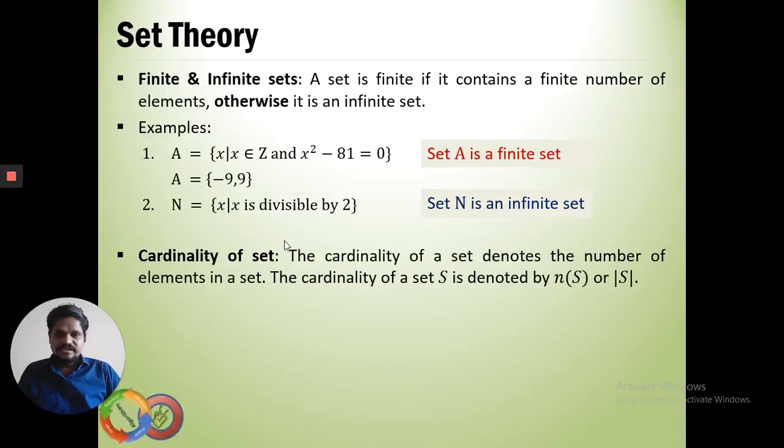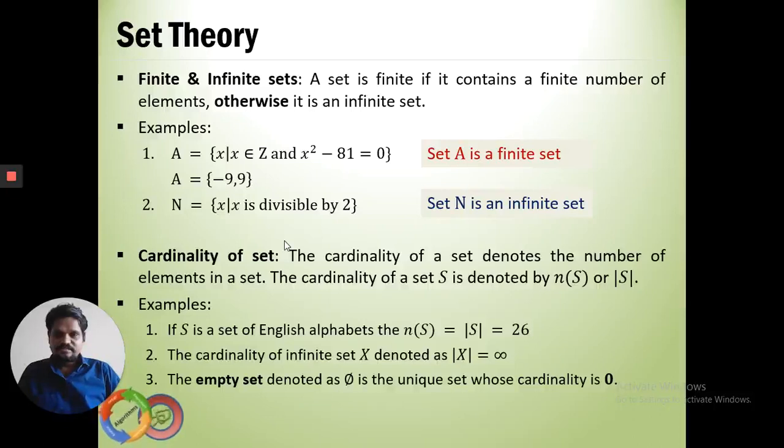Now cardinality of the set. The cardinality of a set denotes the number of elements in a set. The cardinality of a set is denoted by n(S) or |S|. So simply we may say how many numbers are there. In a finite set you will have a number, whereas in an infinite set we cannot have the number. If a set has cardinality 36, it is finite. The cardinality of an infinite set, I already said, is infinite.